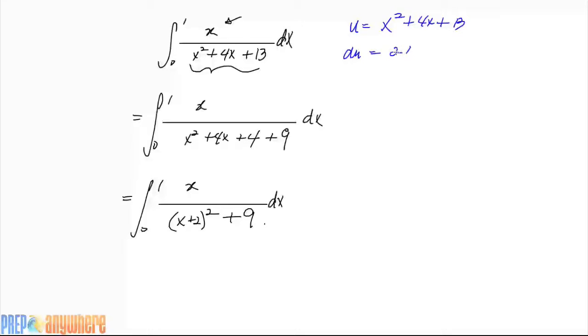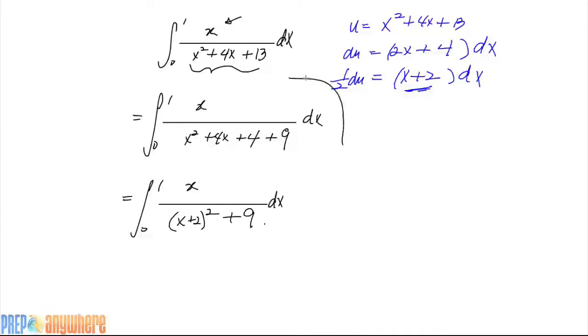Then you get du is equal to 2x plus 4 dx. So let me divide both sides by 2. Half du, you get x plus 2 dx. Okay, so I don't have an x plus 2, I need an x plus 2, but I only have an x, right? So let me introduce an x there, a plus 2 there, like that.